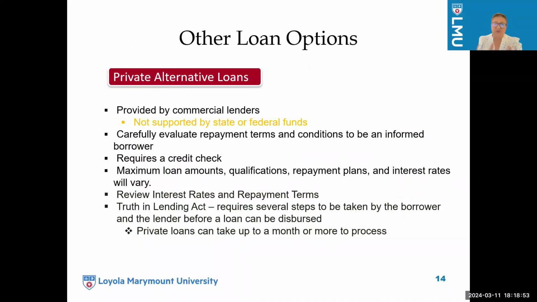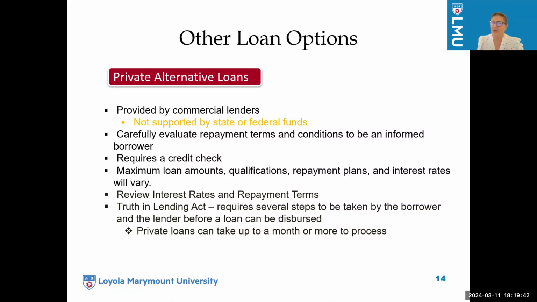So, other loan options. We always encourage students, if you have the ability to submit a FAFSA, because not everyone is eligible, to go the federal direct loan option first because of the fixed interest rates and everything that I just mentioned. But there are times when you have to go the private route. It is an option for you. Private alternative loans are offered by private lenders such as Chase, Sallie Mae, just different private lenders. They're not supported by the state or the federal government because, like I just said, they're from private lenders. We ask students to carefully evaluate the repayment terms and conditions to be an informed borrower.